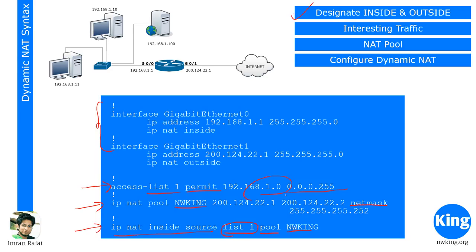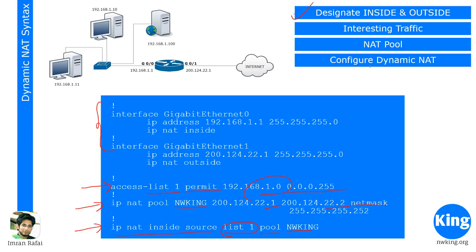So now anytime any traffic from this range, that is 254 hosts, wants to access the internet, only two devices will be able to go to the internet. The first device will take this IP address, the second device will take this IP address, and the third device will have to wait until the NAT translation clears, and only then will it be able to access the internet.